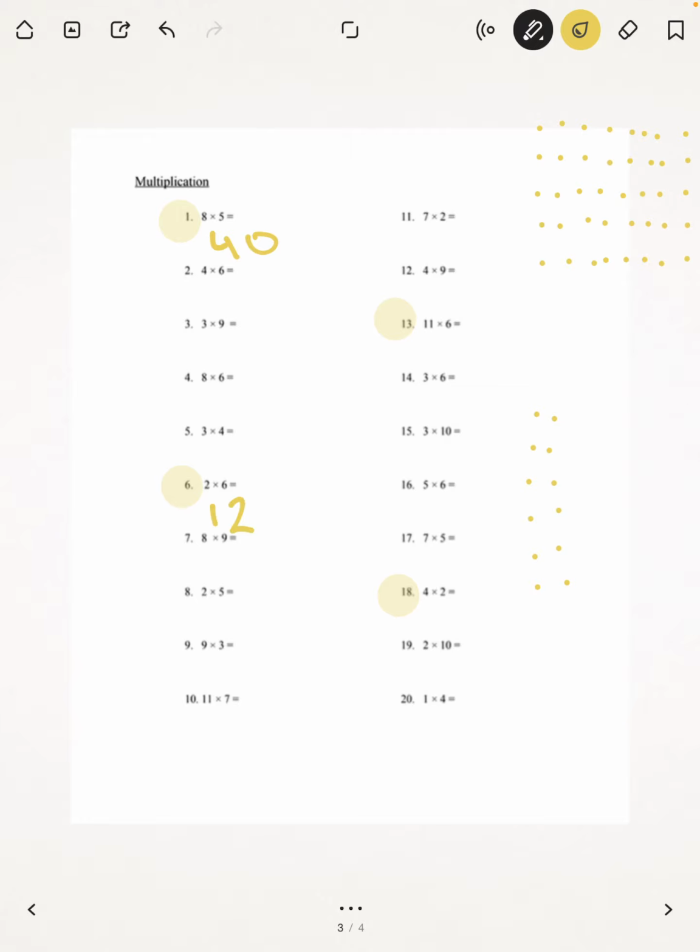Okay, 11 times 6. That equals 66. Or you could do 11 plus 11 plus 11, but this way would be easiest, and that would be 66. 4 times 2, that basically means 4 plus 4, or 2 plus 2 plus 2 plus 2, or you could do 1, 2, 3, 4, 2 in each, and if you do that, that goes to 8.